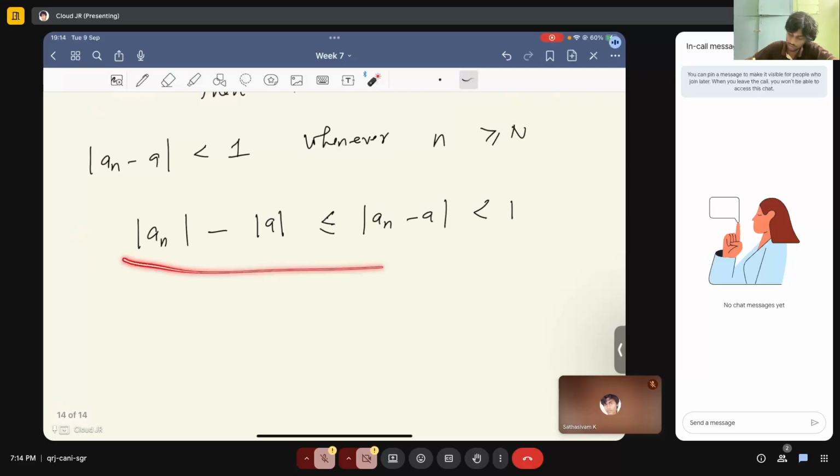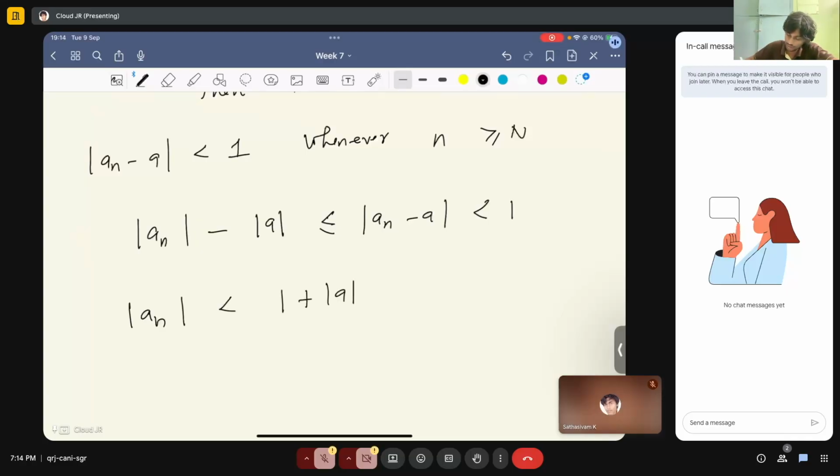So from here you observe now. This tells you |a_n| is less than 1 plus |a| whenever n is greater than or equal to N. Okay, now what is the consequence of this?